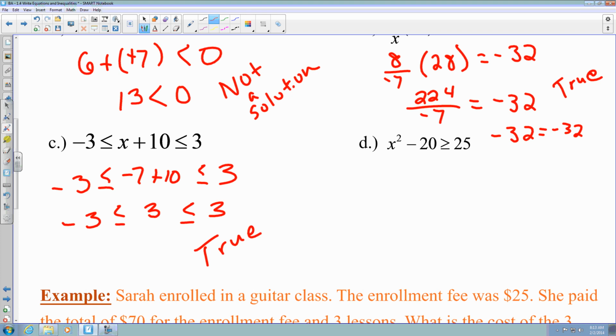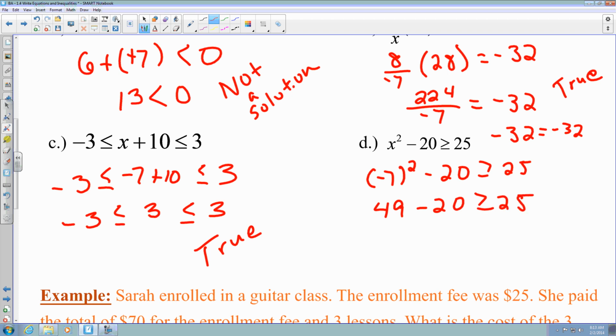Last example in this section, I got x squared minus 20 is greater than or equal to 25. I'm going to put negative 7 squared minus 20 is greater than or equal to 25. Negative 7 squared is going to give me a positive 49 minus 20 is greater than or equal to 25. I do the operation of subtraction, which gives me 29 is greater than or equal to 25. Is this true? Yes, this is true.